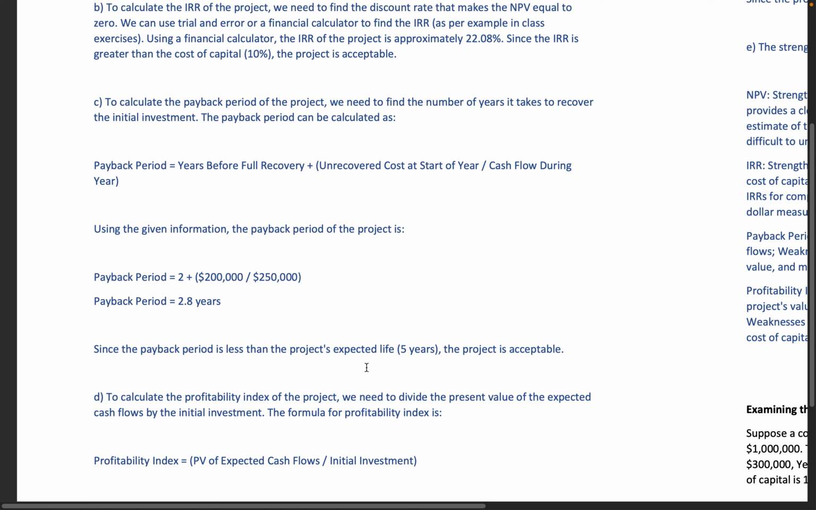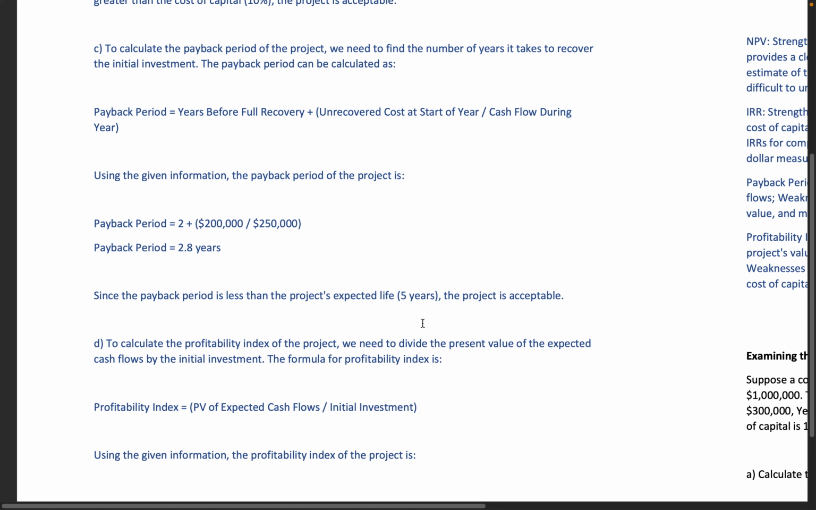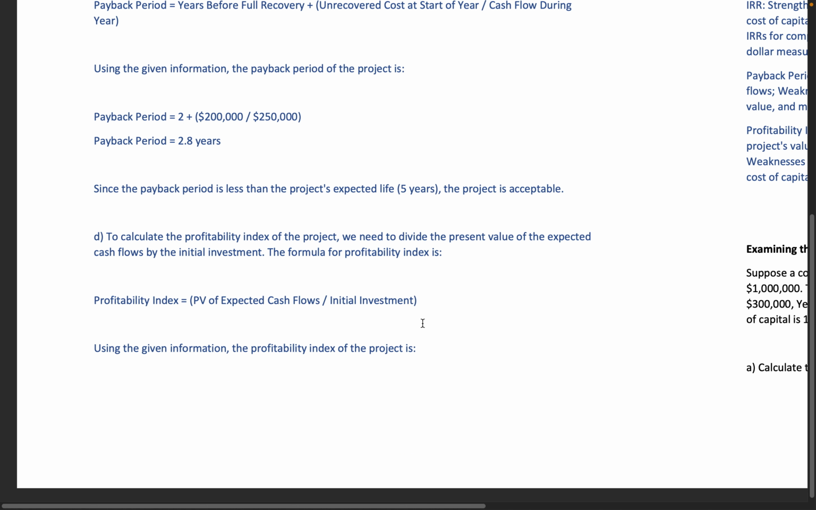Okay, the next thing we want to do is calculate the profitability index for the project. So let's go ahead and see, can we do that? Okay, so the profitability index allows us to compare different projects by simply standardizing the present value of the expected cash flows by that initial investment. Okay, so here we're taking into consideration the time value of money, and we're putting it over the initial investment to give us an idea of the profitability.